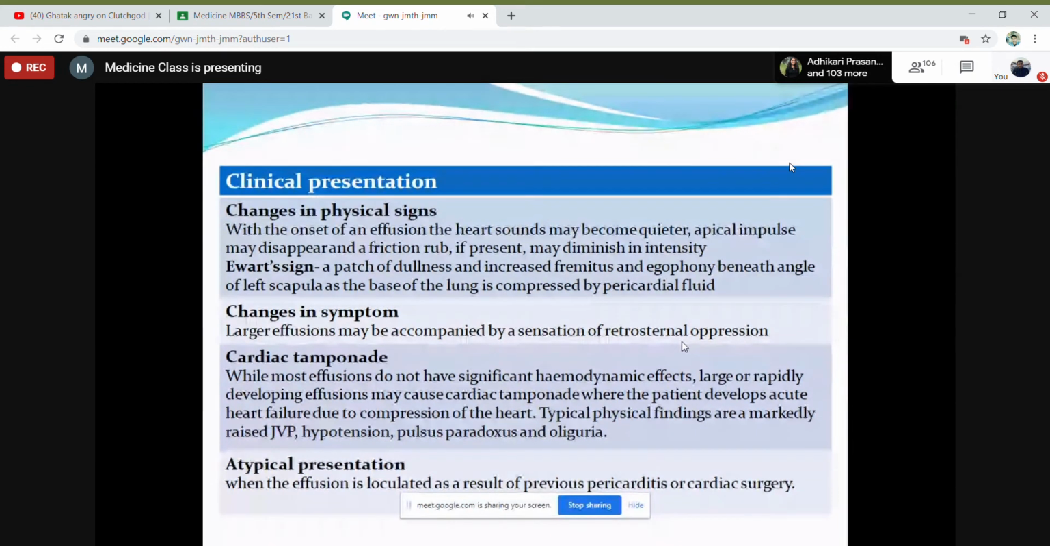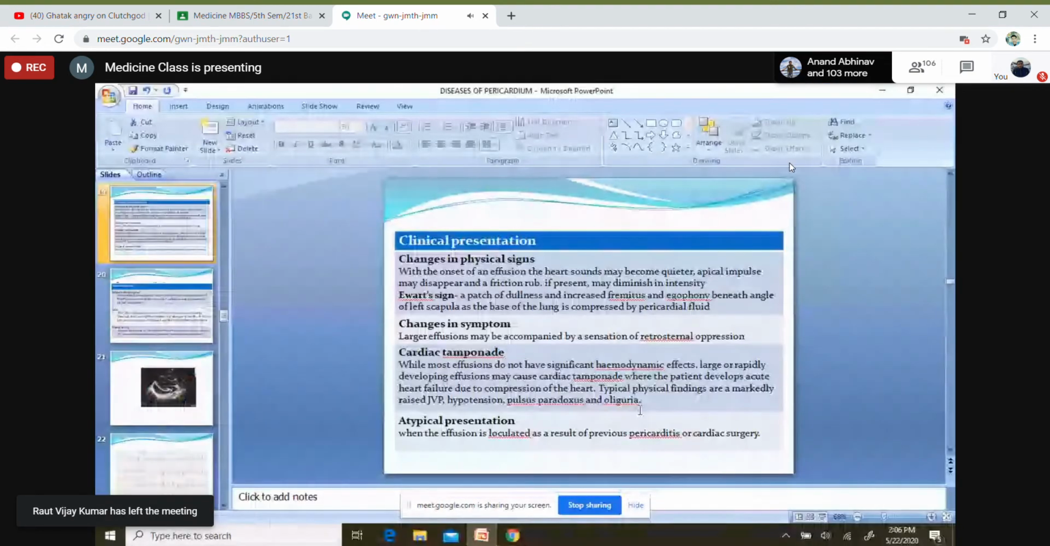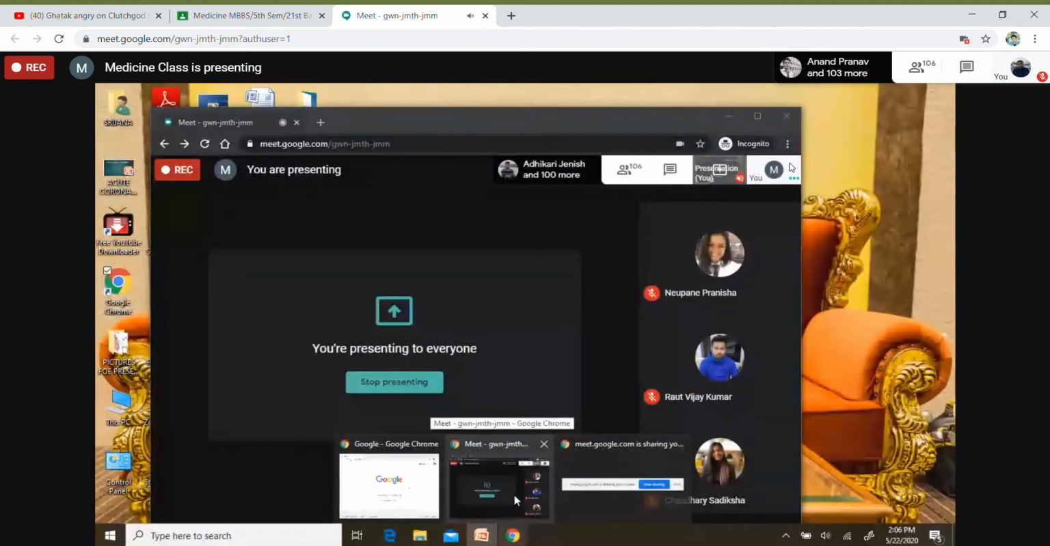And typical physical findings are marked rise in JVP, hypotension, and pulsus paradoxus. Okay, so any one of you, do you know what is pulsus paradoxus? Pulsus paradoxus, anyone? Pranisha, Pranisha Neopani, Janice, yes, ma'am.